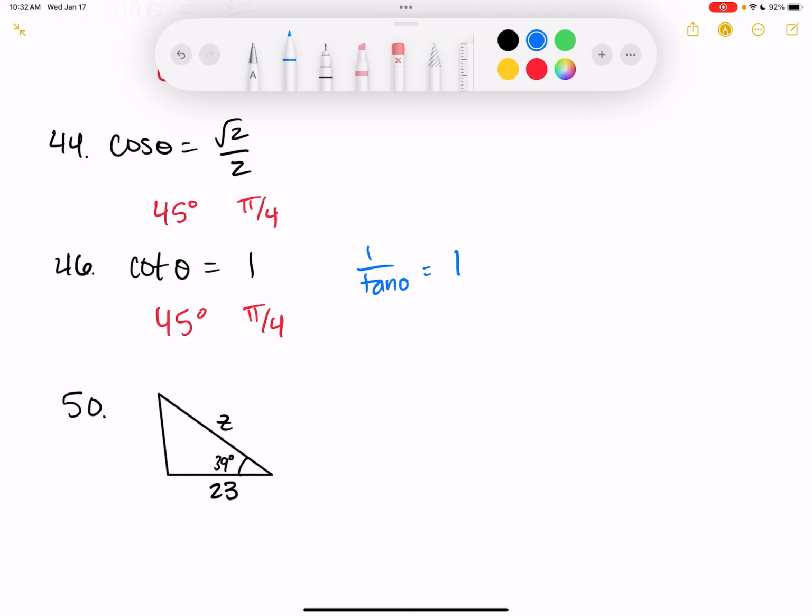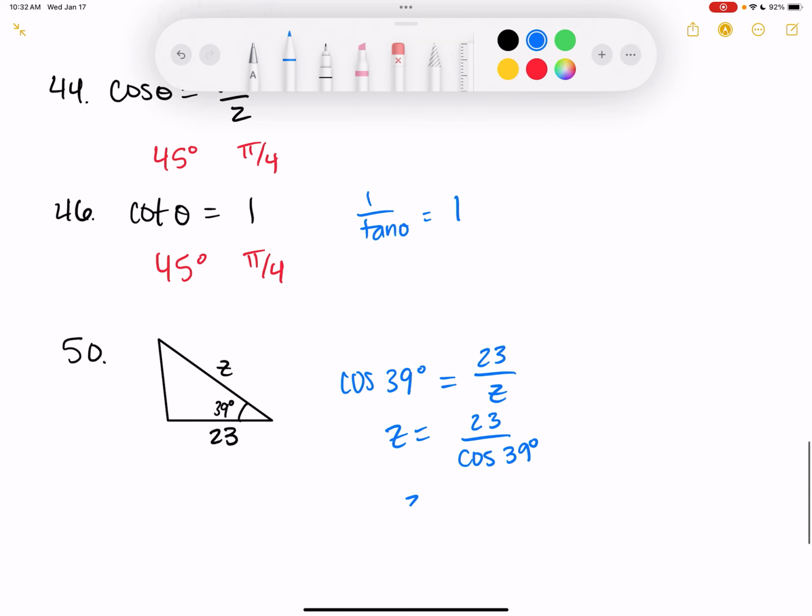Cosine. So we're going to have the cosine of 39 degrees is equal to adjacent over hypotenuse, so 23 over z. And then with z being on the bottom of that fraction, I can just swap z and the cosine of 39. And so I'm going to have z is equal to 23 over the cosine of 39 degrees. So if you had switched to radian mode, make sure you switch back.